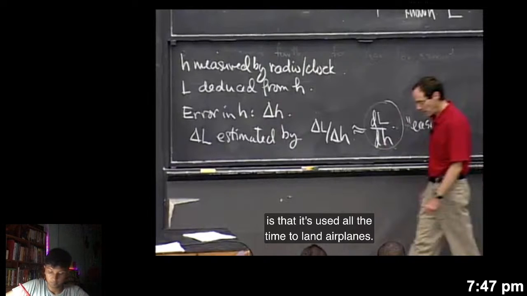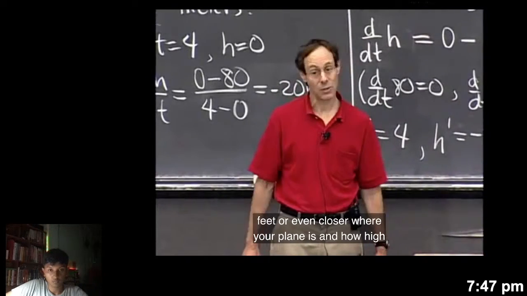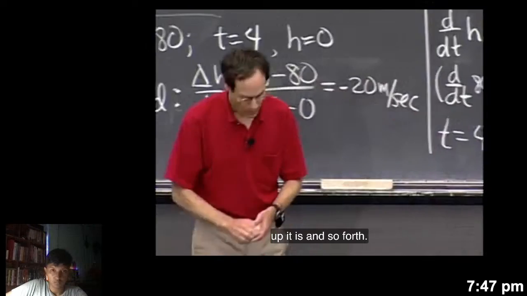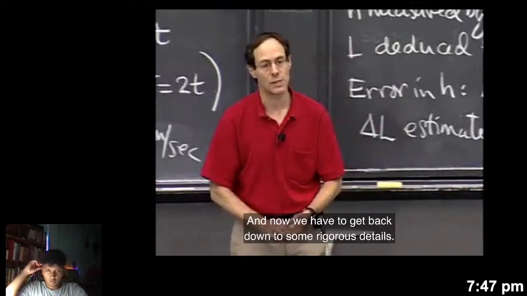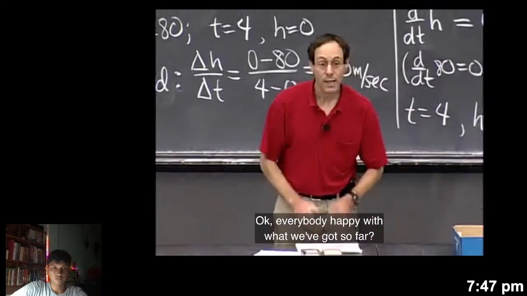It's used all the time to land airplanes. And so you really do care that they actually know to within a few feet or even closer where your plane is and how high up it is and so forth. All right. So that's it for the general introduction to what a derivative is. I'm sure you'll be getting used to this in a lot of different contexts throughout the course. And now we have to get back down to some rigorous details. Okay? Is everybody happy with what we got so far?